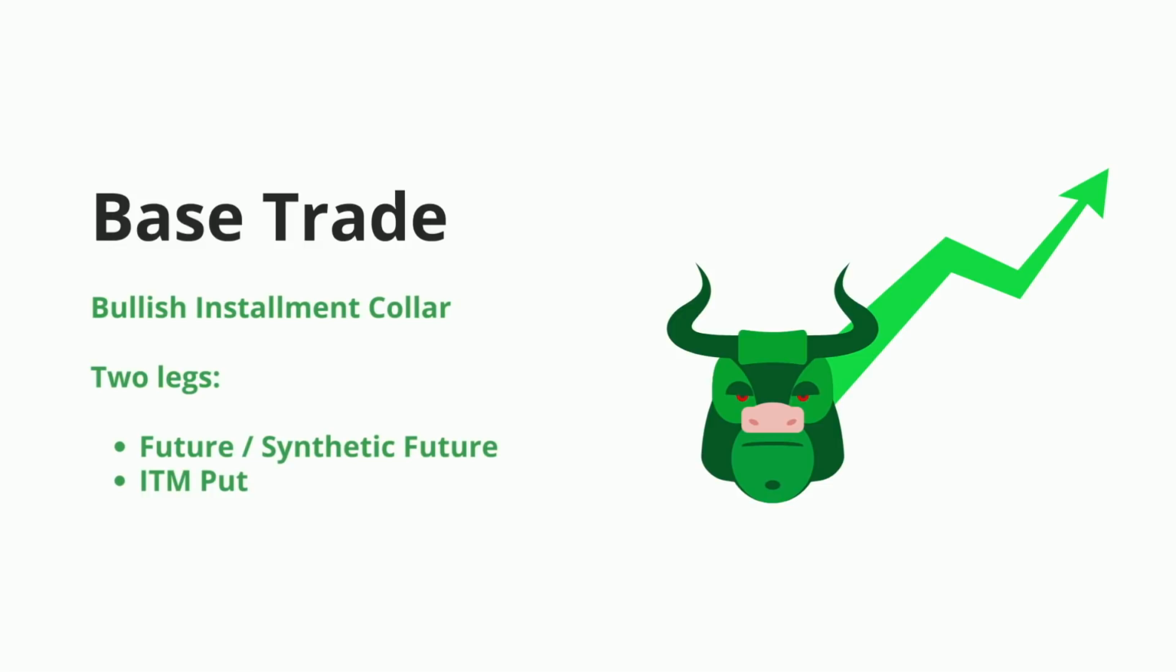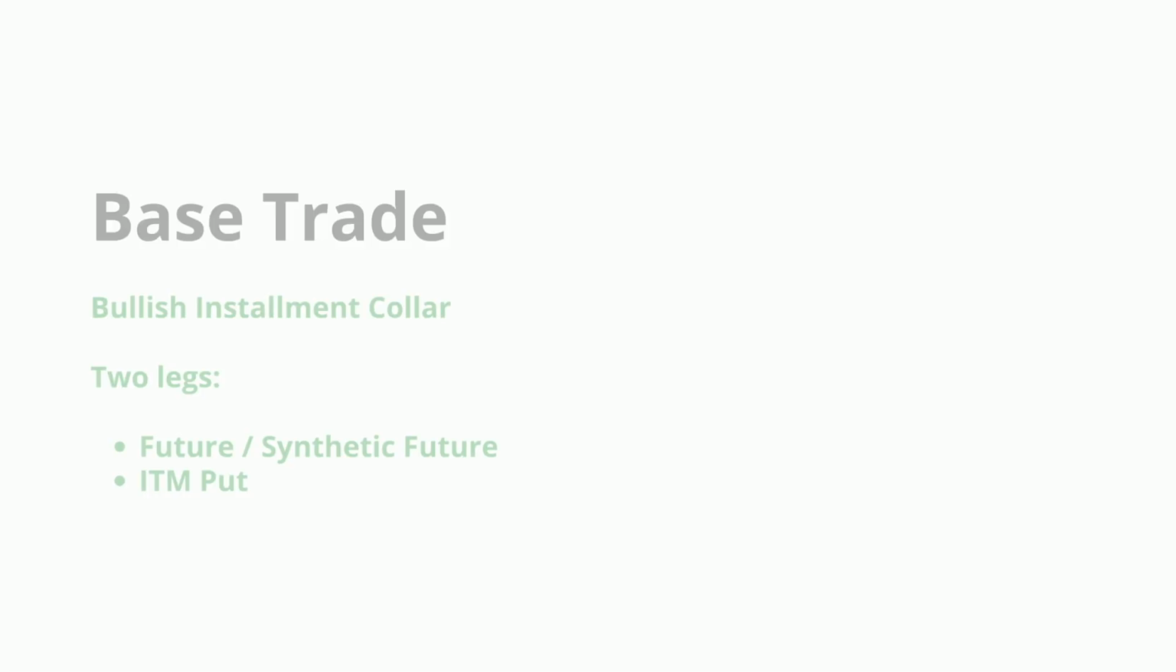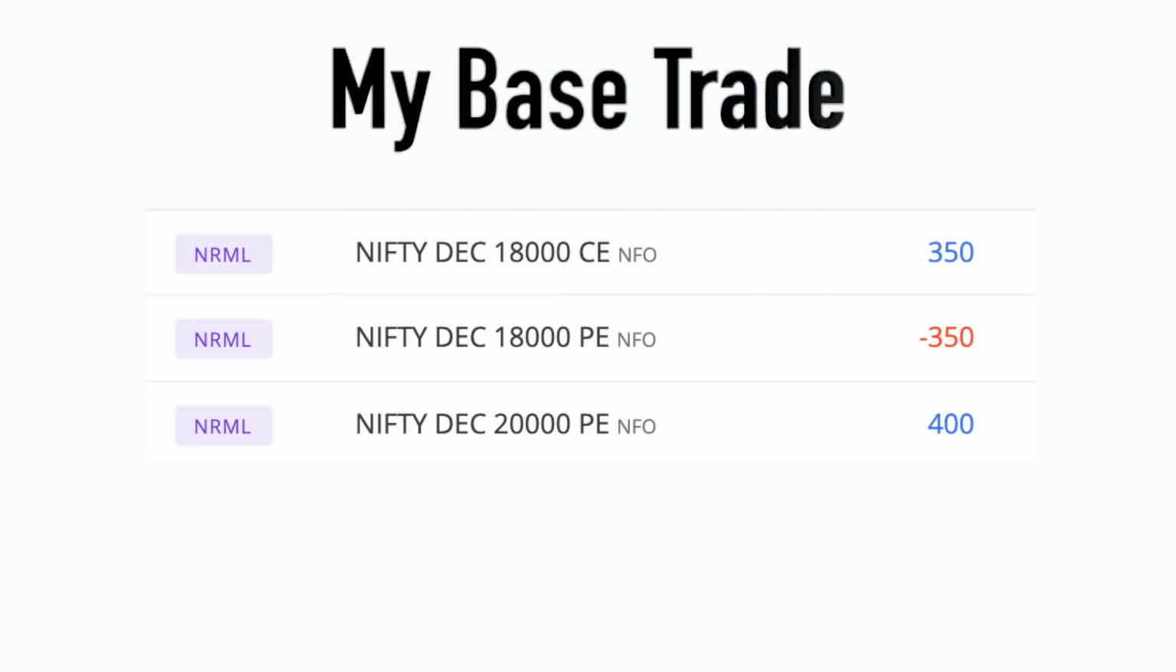The base trade, also known as the bullish installment collar, is a bullish trade, as the name suggests, with just two or three legs. The first leg is a future or a synthetic future, and the second leg is an in the money put, which acts as a hedge to the first leg. So all you do is go long on either the future or a synthetic future and purchase an in the money put to provide protection. My base trade looks like this.